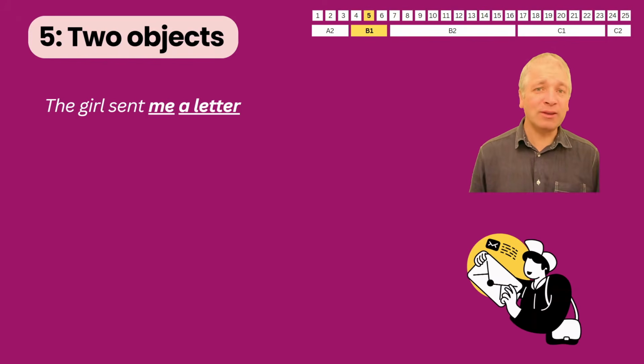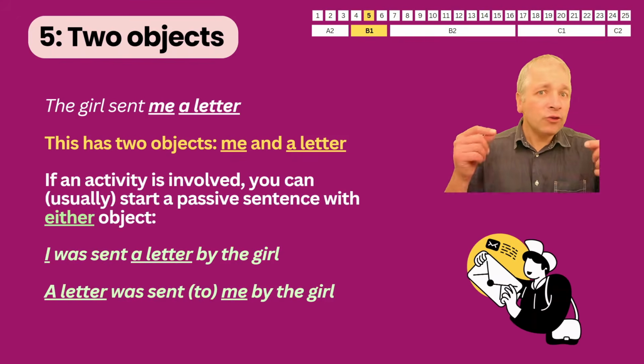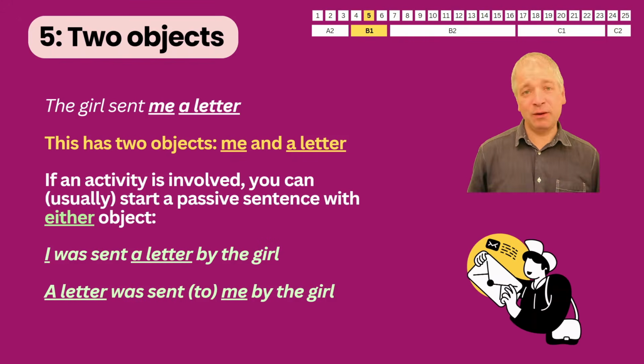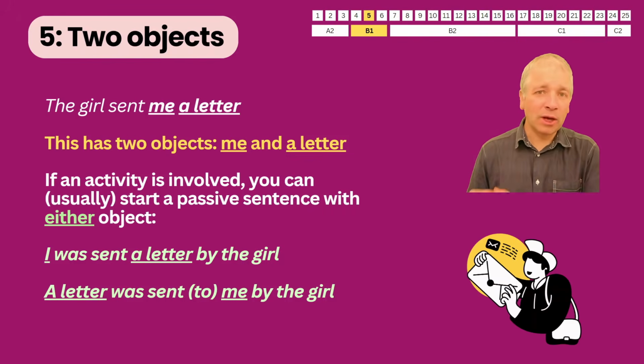First of all, sentences with two objects. The girl sent me a letter. This has two objects, me and the letter. When there are two objects, as long as an activity is involved, you can usually start a passive sentence with either object. You could say this: I was sent a letter by the girl.